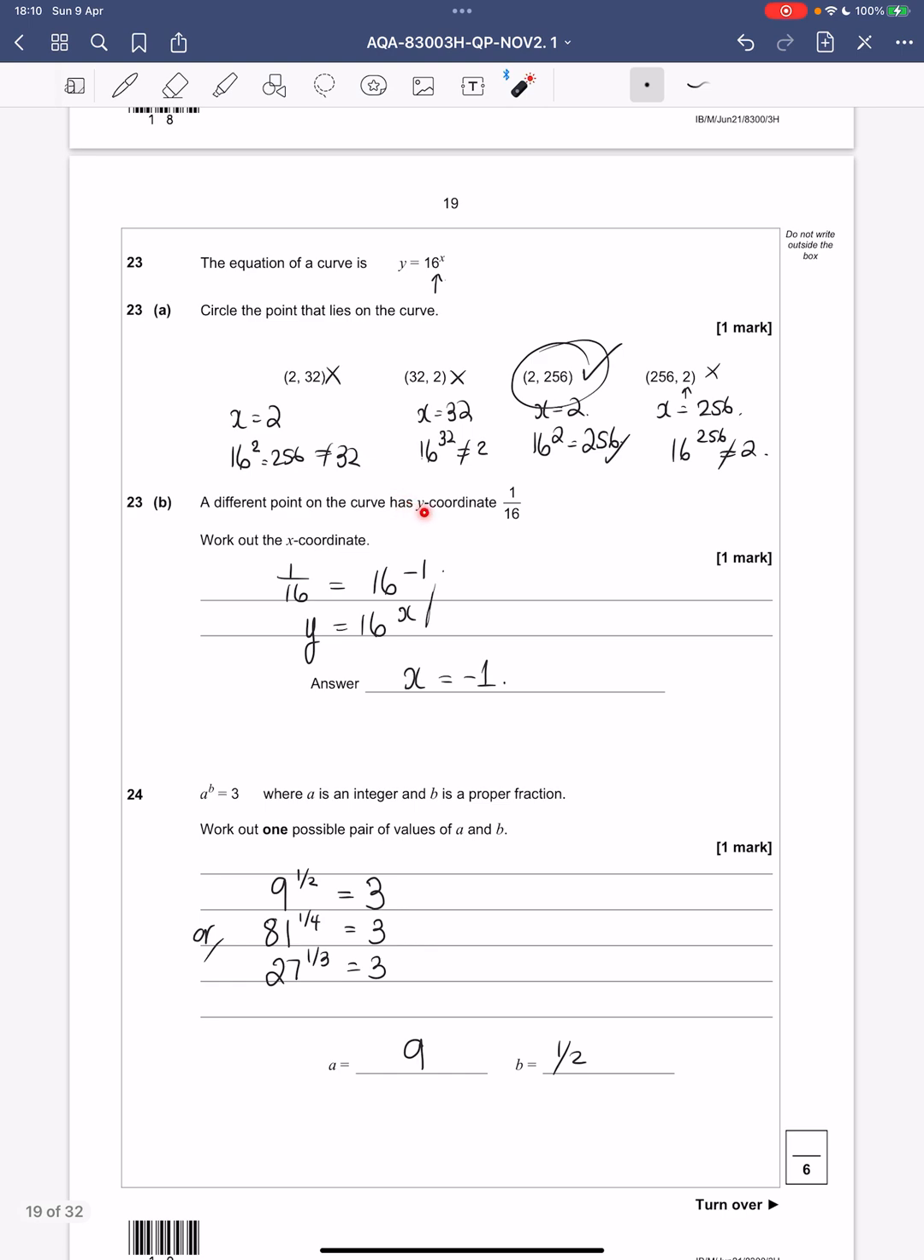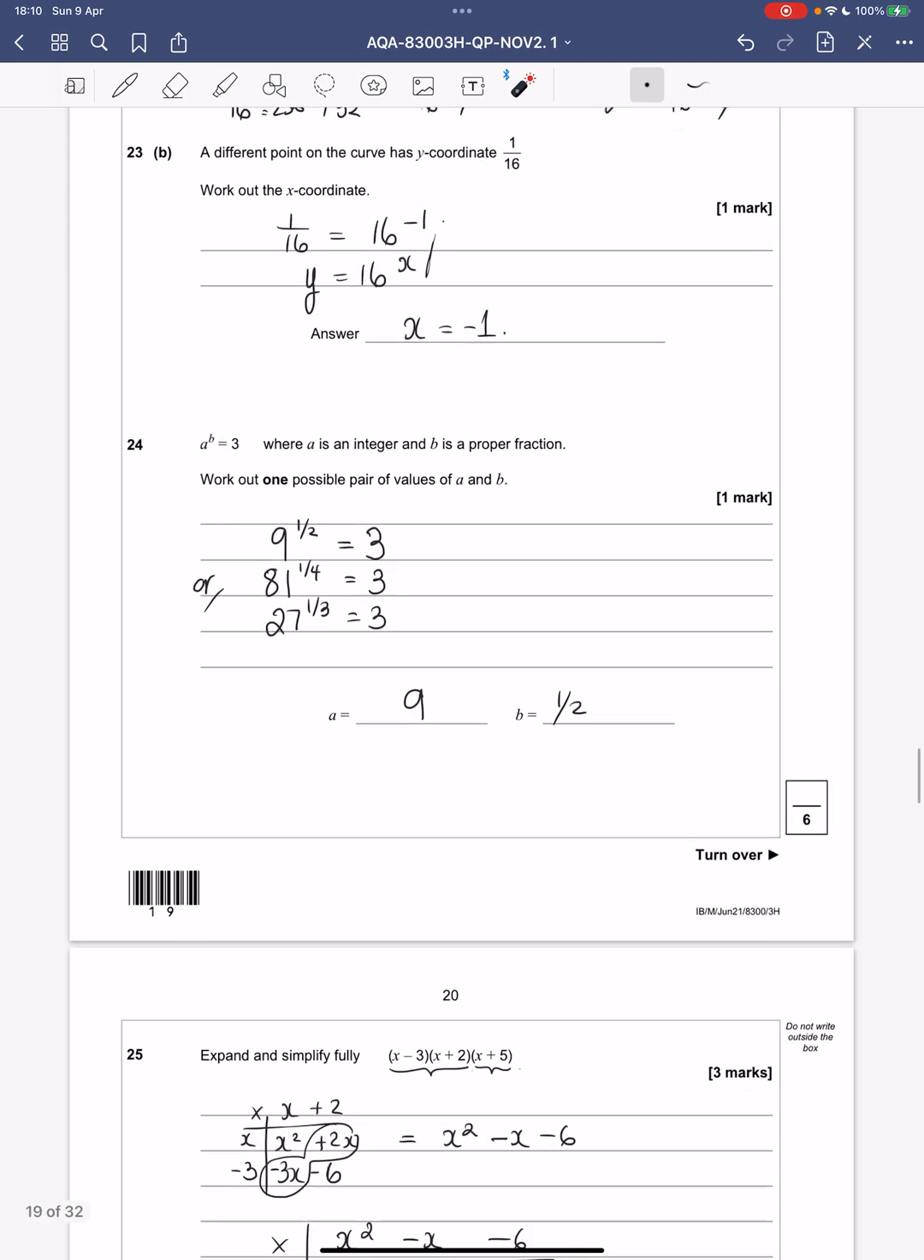A different point has y coordinate 1 over 16. So the y is 1 over 16. 1 over 16 is 16 to the power minus 1. y is 16 to the power x. So by comparison, x is minus 1.